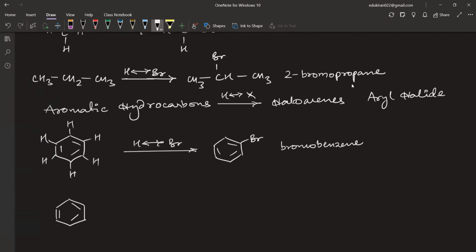And also, for example, you have the CH3 group here. This is also an aromatic hydrocarbon, and you exchange one of the hydrogens in the benzene ring with Br. In this case, the CH3 will be intact, and there will be Br here. Okay, so these are the examples for aromatic hydrocarbons, haloarenes.